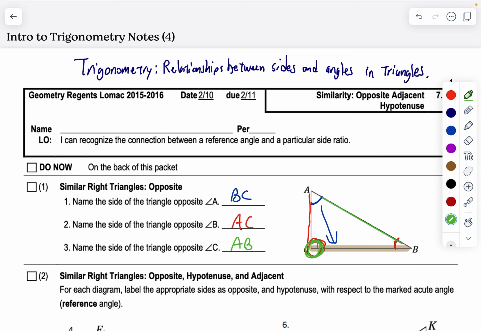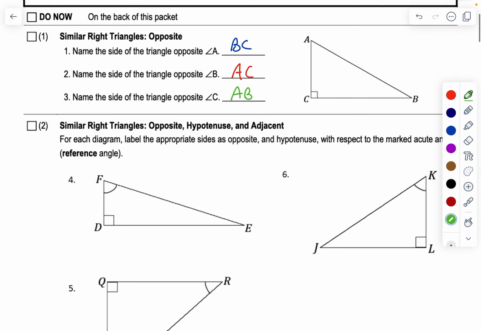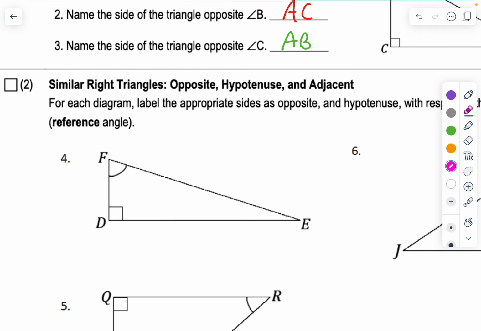Now, when we're exploring the angles and the sides of the triangle, we will also take note of the orientation where the angles and the sides are in relation to one another. So in this triangle right over here, if we have angle F right over there, that's marked, that's going to be our reference angle. And from the reference angle, we're going to figure out which side is the opposite, which side is the hypotenuse, and which side is the adjacent side.